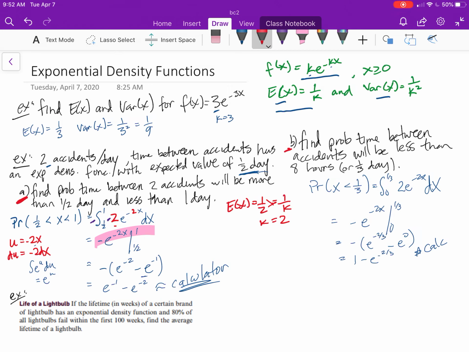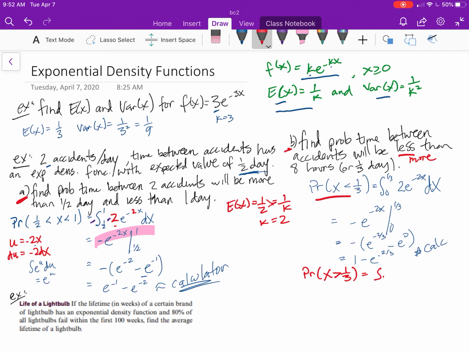I wanted to do one more side note. What if we had asked the reverse of this question? What if we asked the probability it's more than 8 hours? What would that change? So instead of the probability x is less than 1/3, what if I asked the probability x is greater than 1/3?